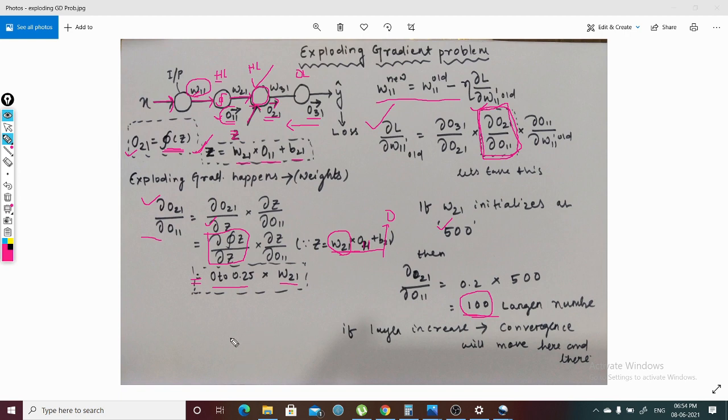If the gradient is very, very high, then when you try to do the convergence, it fluctuates a lot. So the convergence will take a lot of time and there won't be any proper convergence. So this is all about the exploding gradient problem.